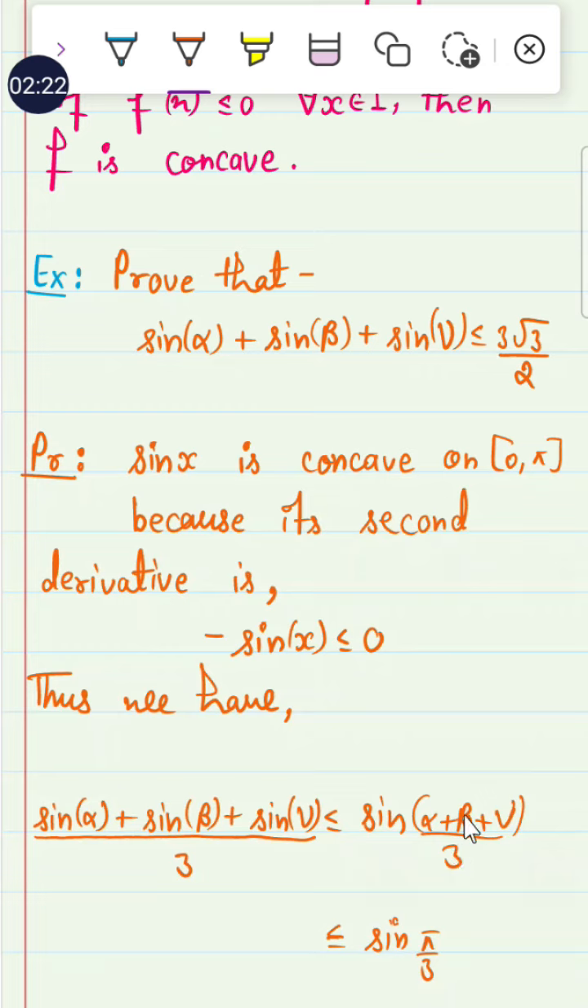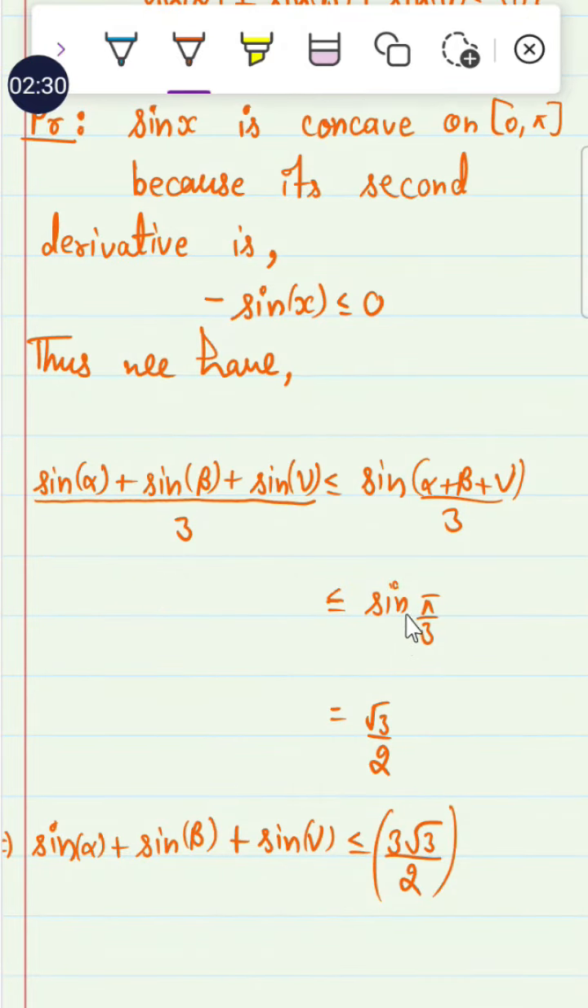What is the value of this? The sum of the angles of the triangle is pi, so it is pi by 3. So this gives root 3 by 2, and it is less than or equal to root 3 by 2.